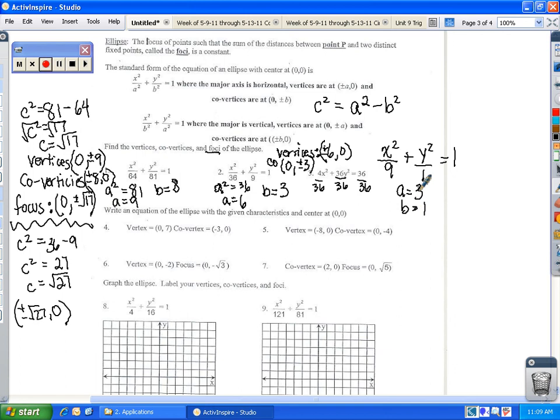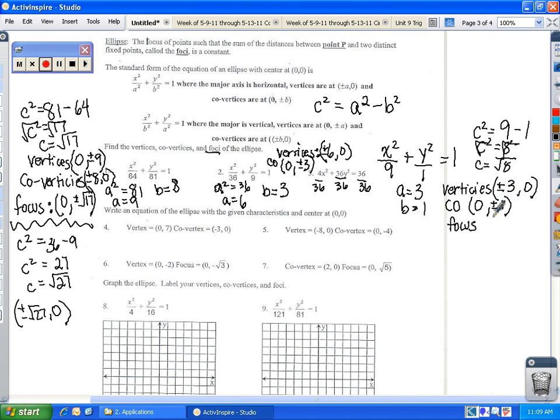So since a is 3 and b is 1, I can now find my vertices, which are going to be associated with the variable of x because that's my bigger number. So I'm going to put a 3 in the x spot, so plus or minus 3, comma 0. My co-vertices are going to be the other point and switch, so 0, comma, plus or minus 1. My focus I'm going to plug into c squared equals a squared minus b squared. So that means c squared equals 8, which means c is the square root of 8. So since c is the square root of 8, I know that my focus points are also going to be along that major axis, so they are going to be plus or minus root 8, comma 0.